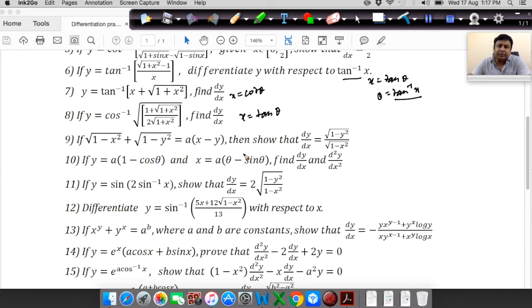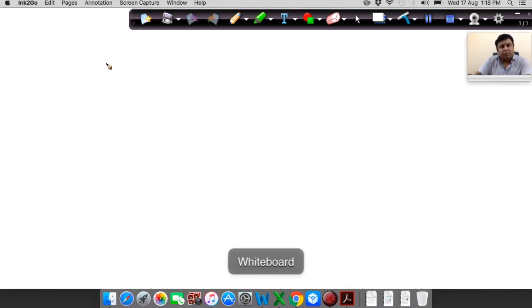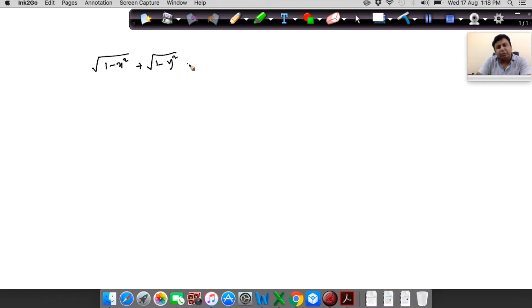9th sum is a superb sum, it's a very important sum also. So I'll solve this fully for you. The question is root of 1 minus x square plus root of 1 minus y square is equals to a times x minus y. So we'll put x equals to sine theta. I told you, when root 1 minus x square is there, I should put x as sine theta.